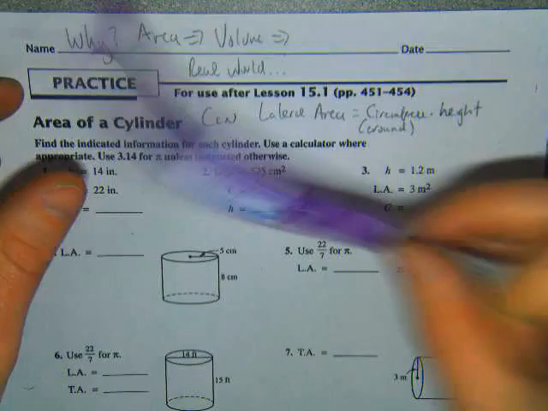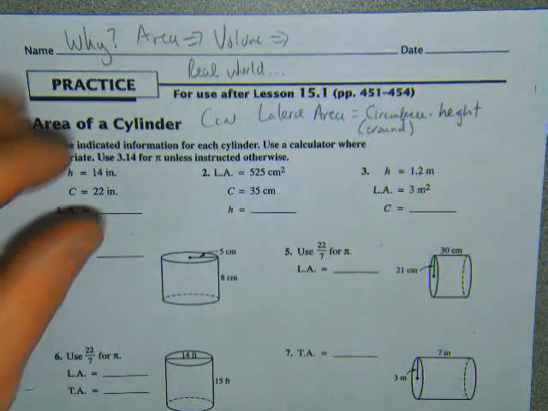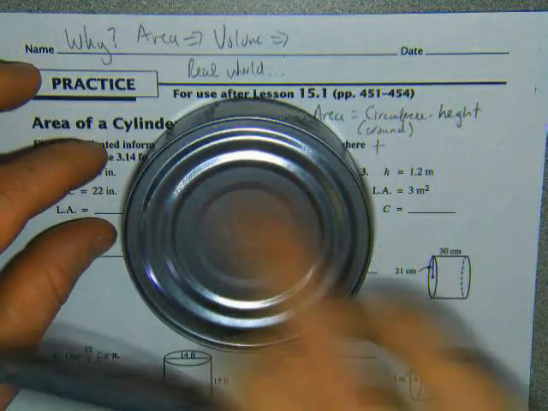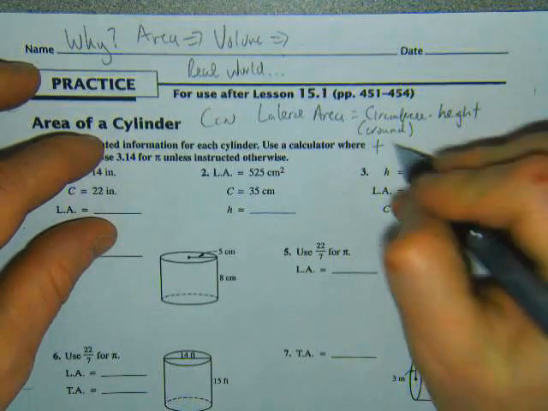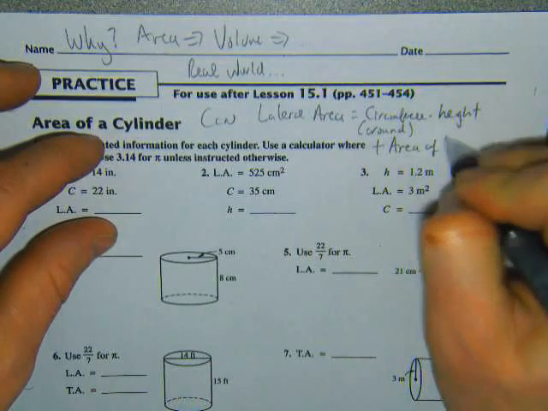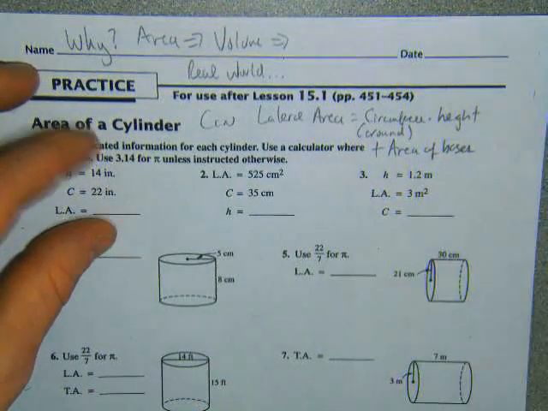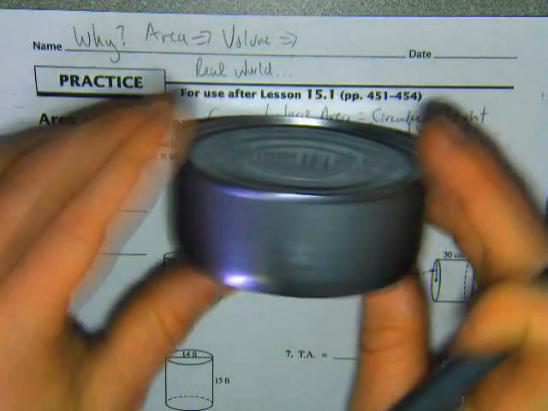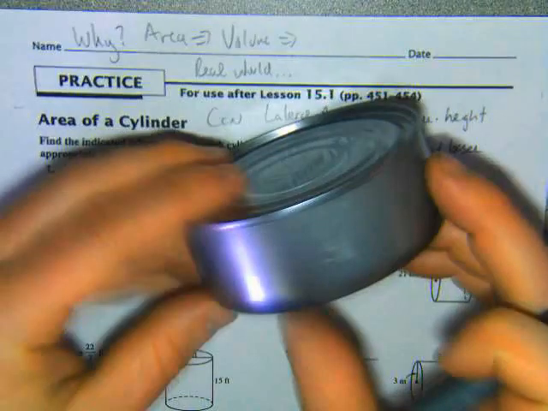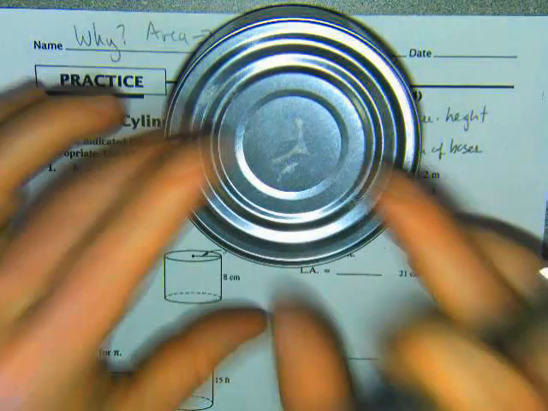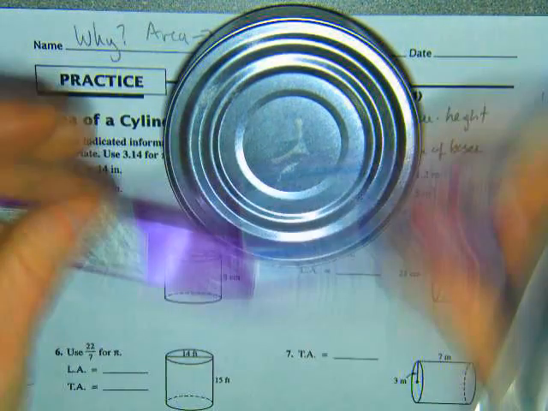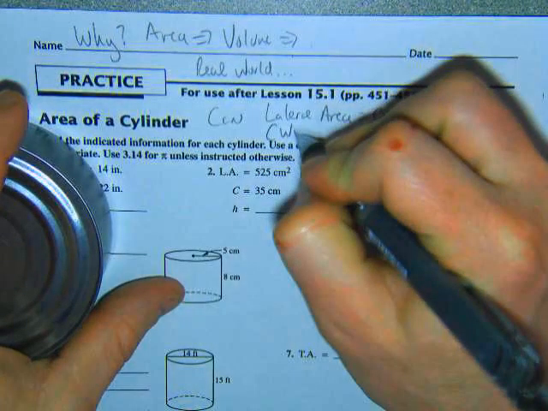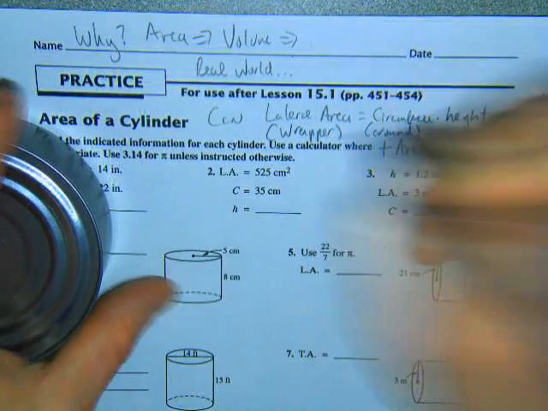So that's lateral area. So to get total area, we're going to take lateral area plus the bases. Okay, so there you go. Got a nice tuna can there. Lateral area. Get the bases right there. Think of the wrapper as the lateral area.